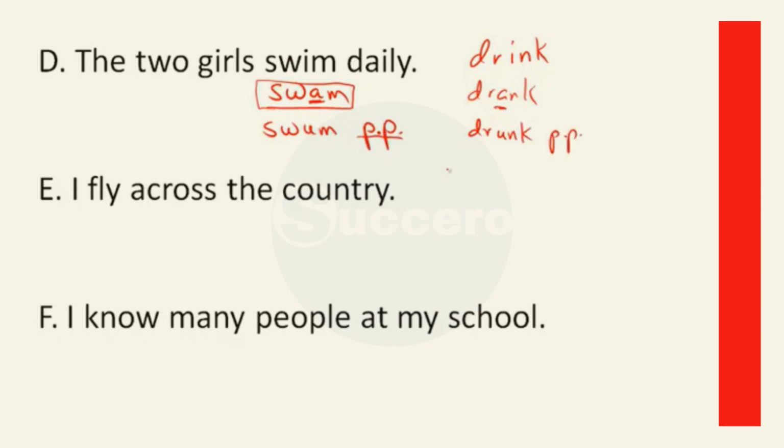Moving on to E, I fly across the country. Okay, that's present tense. We're going to change it to past tense, and that is I flew. Now, most of these verbs, unlike the to be verb, when they go from their present to their past tense, they don't change. So we could have I flew, he flew, we flew, they all flew. It doesn't change depending on the pronoun. Simply flew. Same with I know. Past tense would be I knew many people at my school.